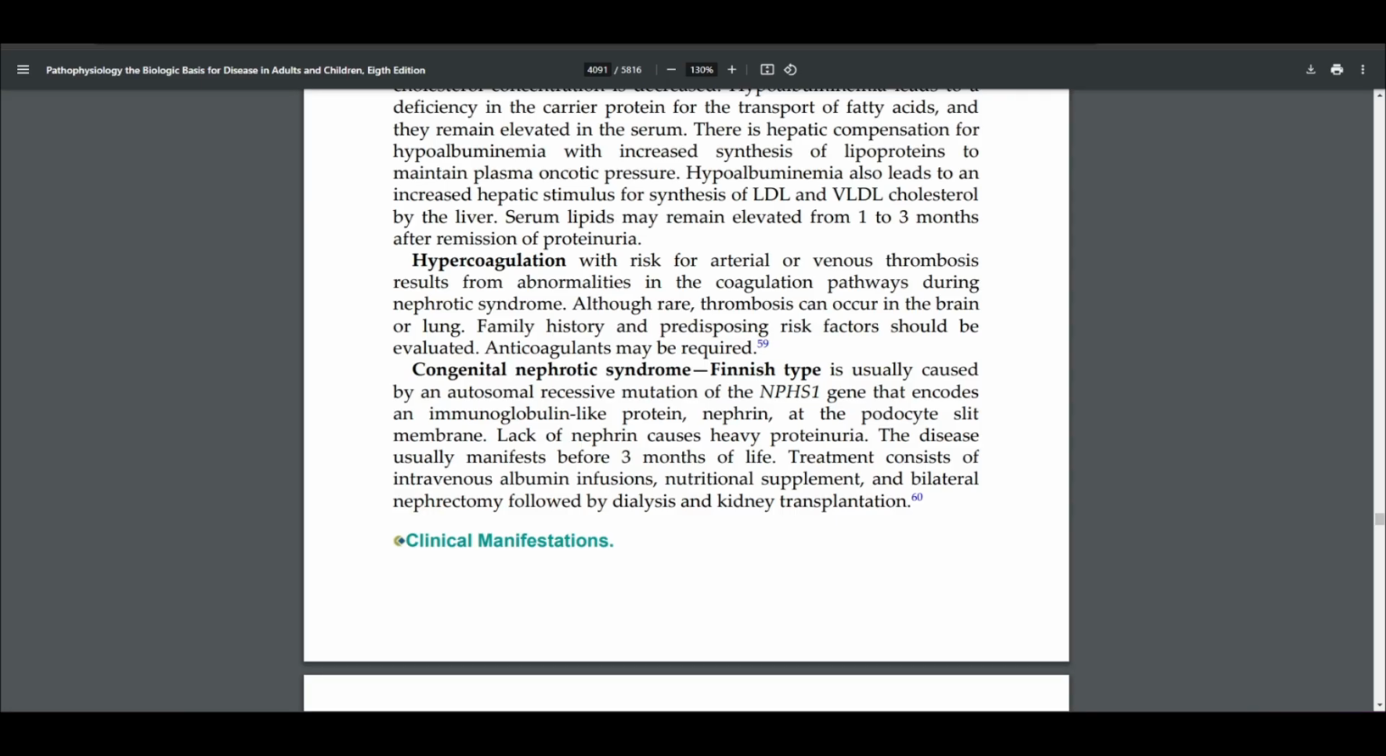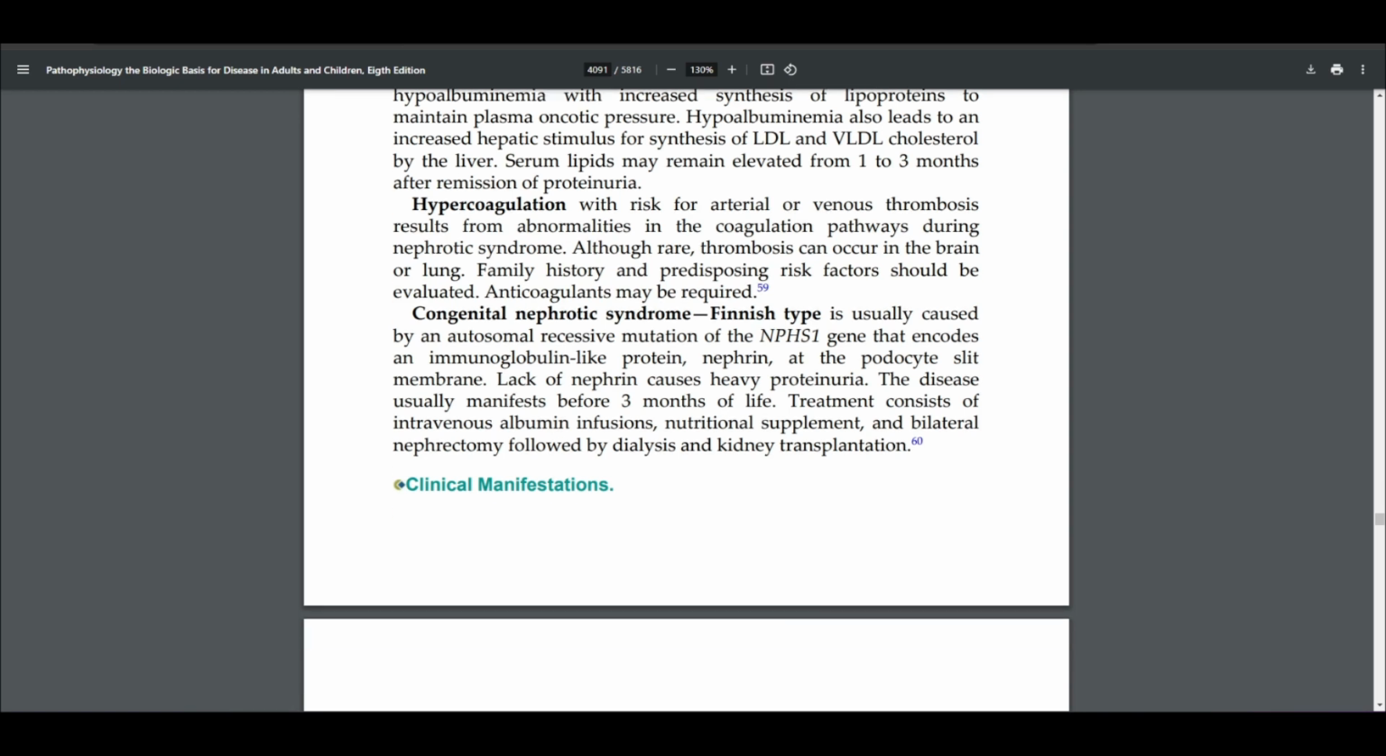Congenital nephrotic syndrome, the Finnish type, is usually caused by an autosomal recessive mutation of the NPHS1 gene that encodes an immunoglobulin-like protein, nephrin, at the podocyte slit membrane. Lack of nephrin causes heavy proteinuria. The disease usually manifests before 3 months of life. Treatment consists of intravenous albumin infusions, nutritional supplements, and bilateral nephrectomy followed by dialysis and a kidney transplant.